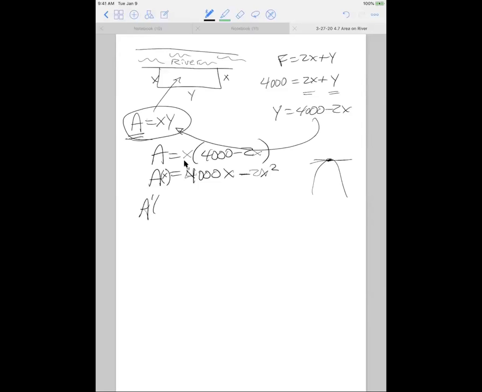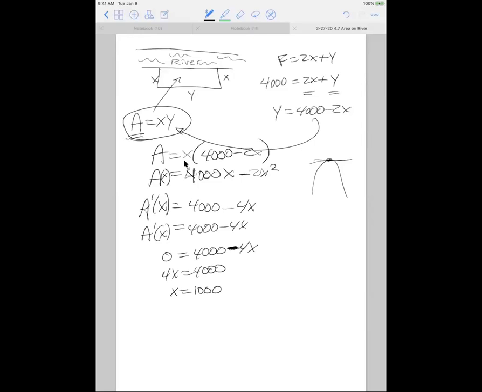So A prime of x is equal to 4,000 minus 4x. That is the derivative. And if we set the derivative equal to 0, we'll find where the slope is equal to 0. It's a minus sign, so I'm going to take that across to the other side: 4x equals 4,000. As a result, we end up with x equals 1,000. So when x is equal to 1,000, we have the max area, but that doesn't give us the actual value. We want the area.